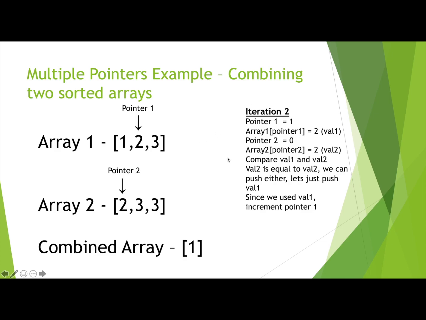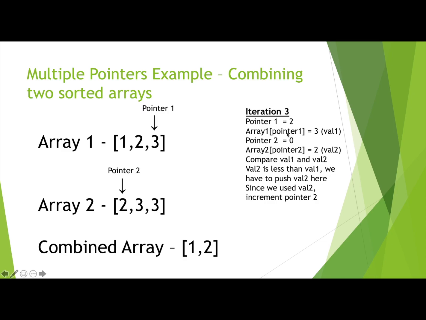Okay? Now in our second iteration, our pointer 1 is now at index 1, our pointer 2 is now at index 2. And we're basically just going to repeat that process where we compare the value at pointer 1 and the value at pointer 2. In this case, we're comparing 2 and 2, and they're equal, and it doesn't really matter in a sorted array whether we push this 2 or this 2 in. So we have to make a decision of whether we want to push array 1's value in or array 2's value in. In this case, I'm just going to push pointer 1's value in. If we use pointer 1's value, we're going to move pointer 1 over. So we're going to push 2 in, and then we're going to move pointer 1 over.